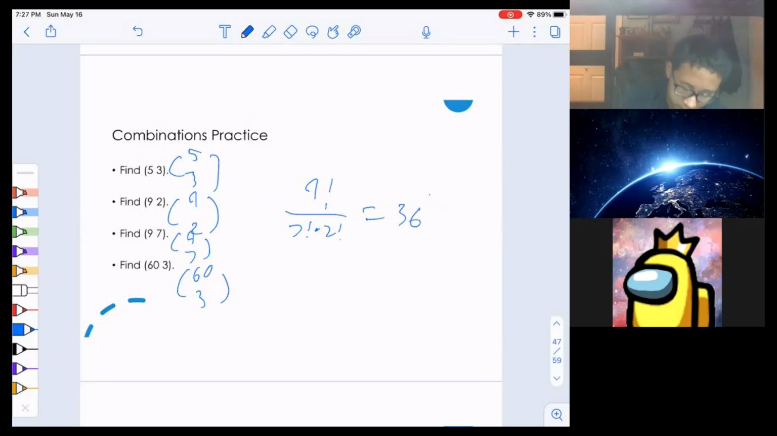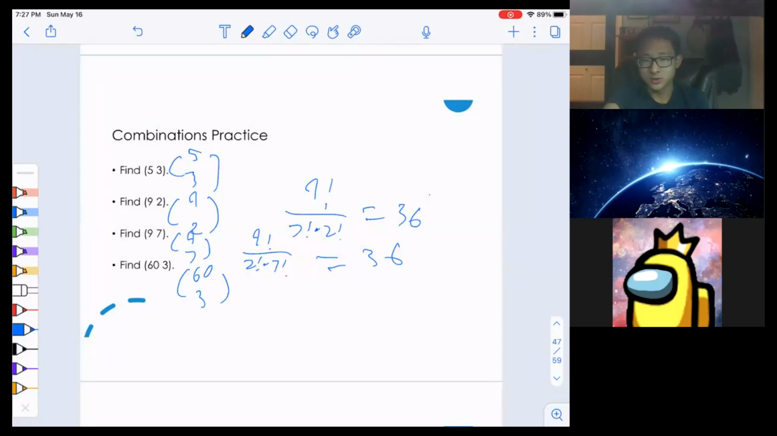And choose 7 from 9. That'll also be 9 factorial over 2 factorial times 7 factorial, which is 36. And that's the thing. As you can see, choose 2 from 9 and choose 7 from 9 is the same, because if you choose 2, you're choosing 2. If you're choosing 7, you're leaving 2 that are not chosen. So basically you're choosing the ones that aren't chosen. So those are going to be the same amount.